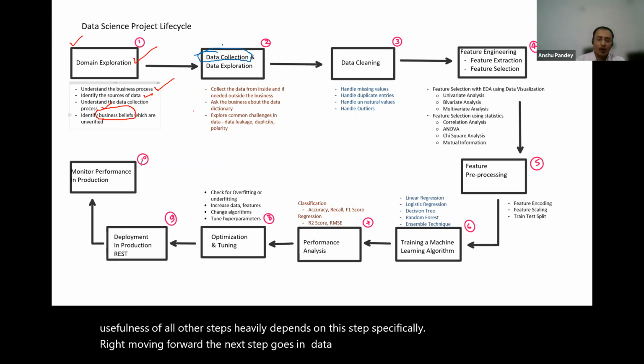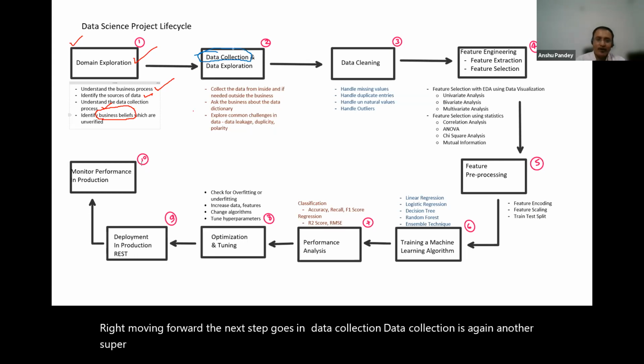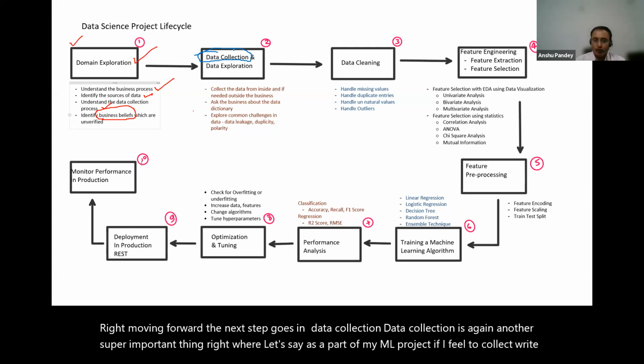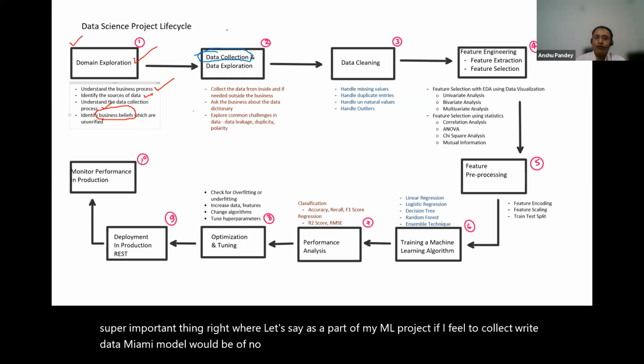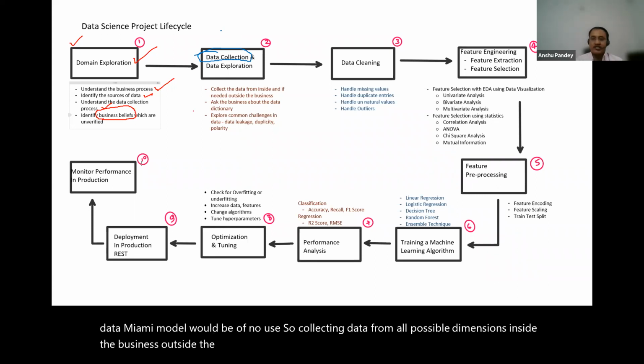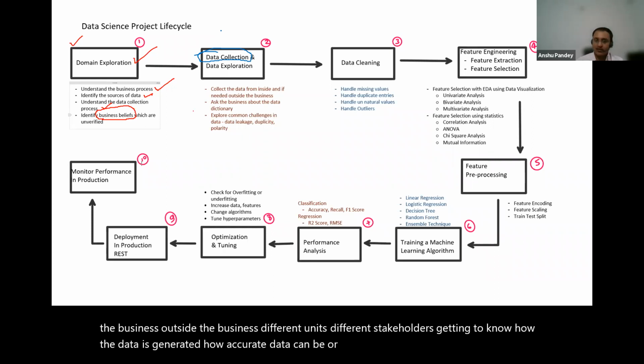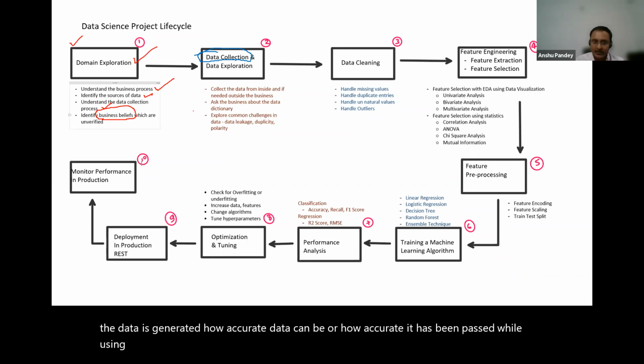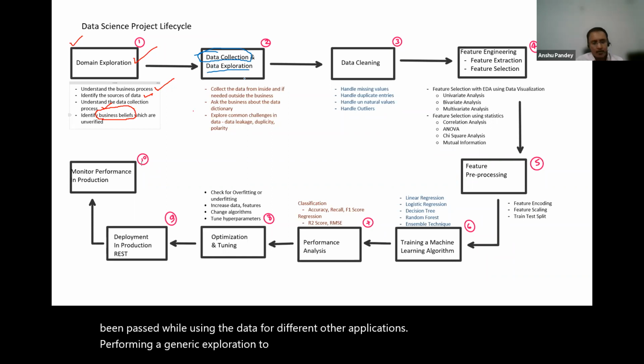Moving forward, the next step goes in as data collection. Data collection is again another super important thing, right? Where let's say as a part of my ML project, if I fail to collect right data, my ML model would be of no use. So collecting data from all possible dimensions, inside the business, outside the business, different units, different stakeholders, getting to know how the data is generated, how accurate data can be, or how accurate it has been in past while using that data for different other applications. Performing a generic exploration to understand structure of data, modeling it to make it useful and interpretable.